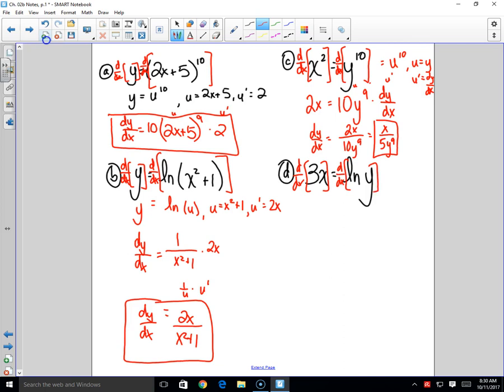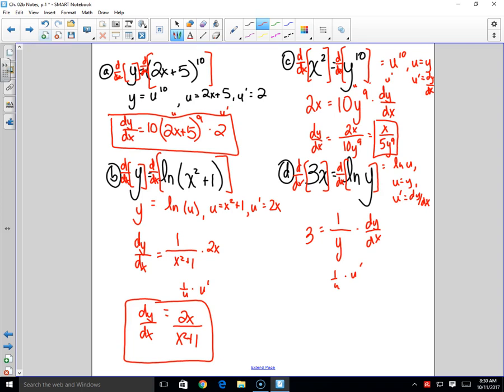Good, and so Tyler's already saying the derivative of 3x is 3. What's the derivative of ln of y? It's 1 over u times u prime, when u equals y and u prime equals dy dx. So 1 over y times dy dx. We're using the same formula, 1 over u times u prime, plugging in 1 over y times dy dx.